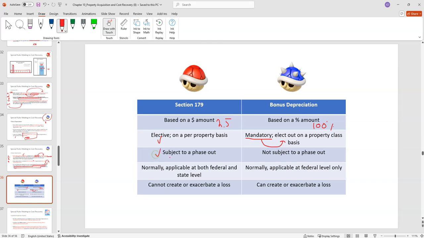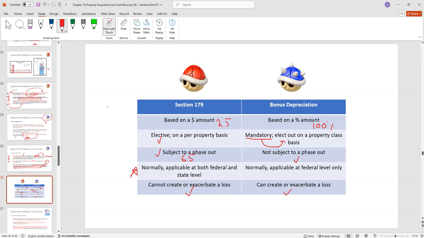179 is subject to a phase out, right? Once you put roughly like 6.5 million of total assets in service during the year, you don't get any 179. No phase out on bonus. 179 we said can't create an NOL, whereas bonus can.